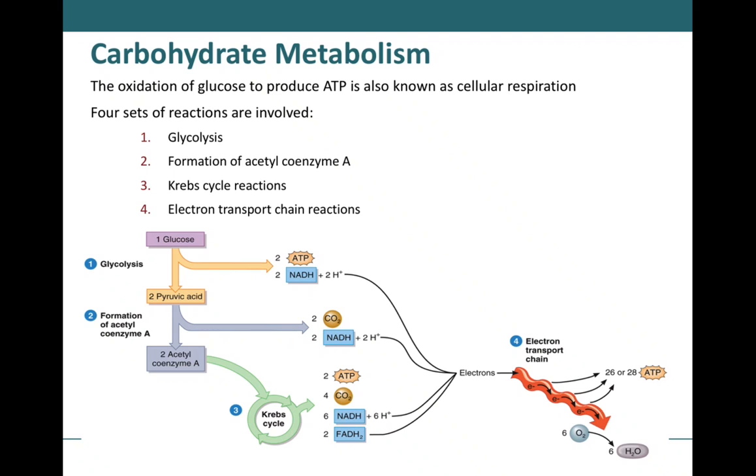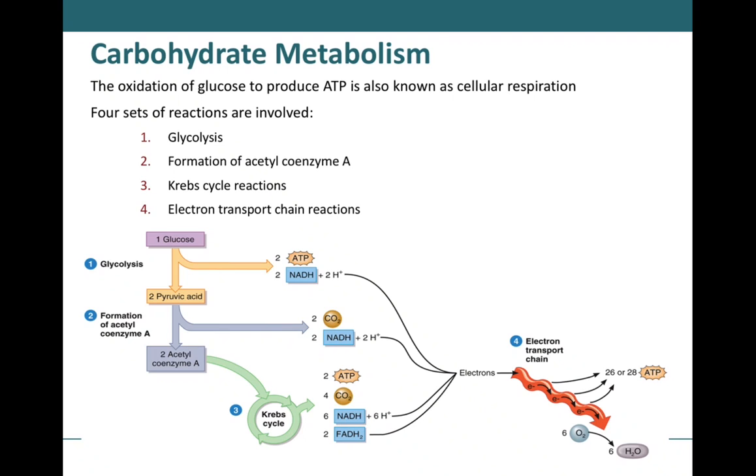So this here is the picture of carbohydrate metabolism. There are four different reactions that make up what is known as cellular respiration. Those four reactions are glycolysis, the formation of acetyl coenzyme A, the Krebs cycle, and the electron transport chain. These four reactions make up cellular respiration. Now, the purpose of cellular respiration is to take glucose and turn it into ATP. That's what cellular respiration is.